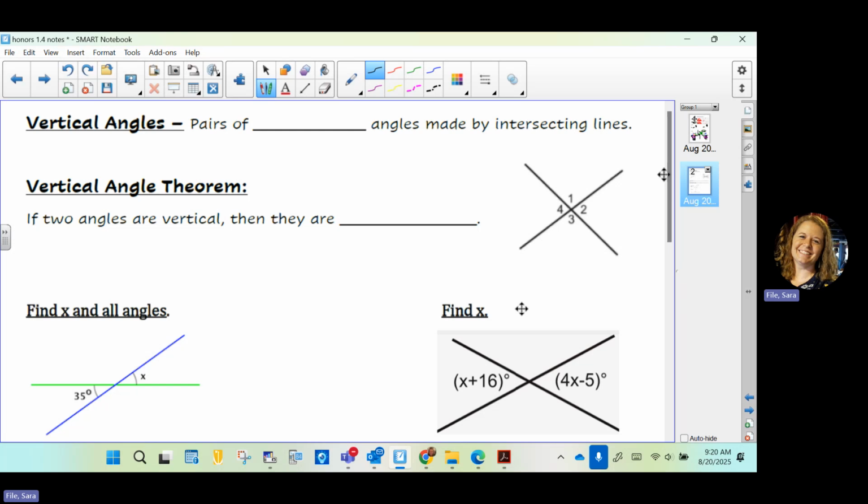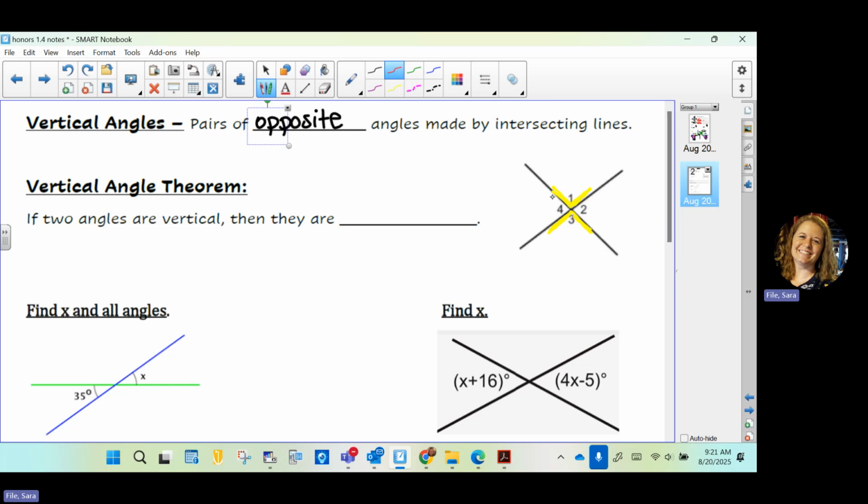So it's the angles that are across from each other at an intersection, right? What do we know about those angles that are across from each other, Arian? They're congruent, okay? So vertical angles are pairs of, I'm going to say opposite here. So they are opposite angles made by intersecting lines. So I'm going to color code. So 1 and 3 are a vertical angle pair.